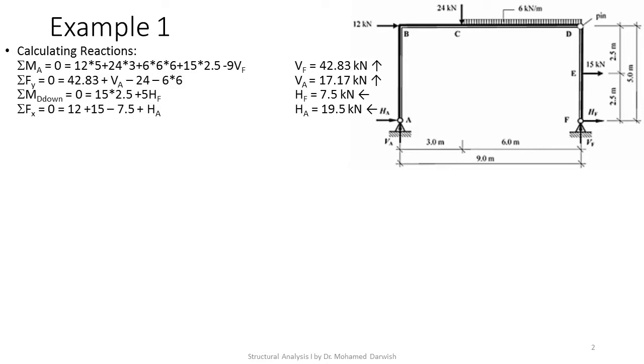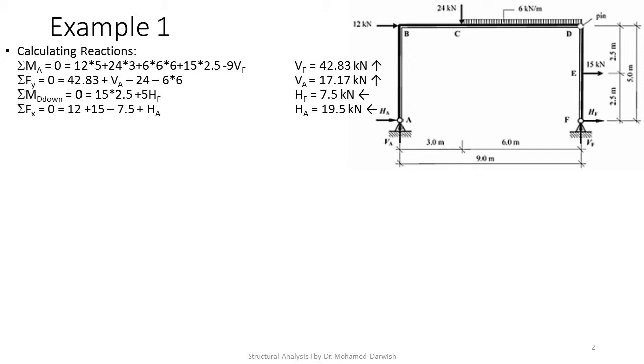we'll simply do sigma MA equals 0. So this is 12 times 5 plus 24 times 3 plus 6, which is the distributed load, times 6, which is the distance, times another 6, which is 3 plus 3, which is the distance, plus 15 times 2.5 minus 9 VF. So this will give us that VF is equal to 42.83.